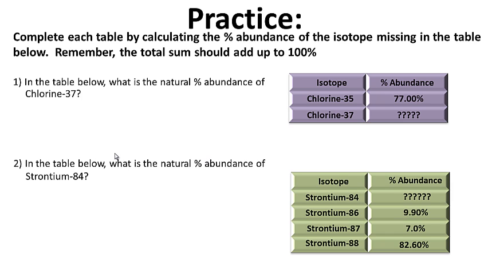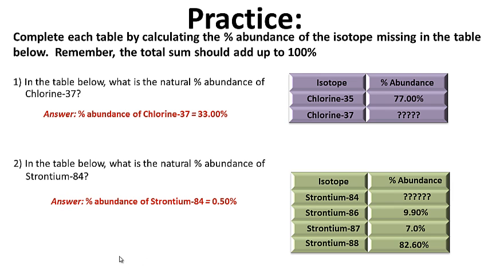All right, let's see how you did. Remember, they have to add up to 100, so 100 minus 77 gives us a percent abundance of 33% here. So the chlorine-37 isotope has a natural abundance of 33%. Add these all up and subtract them from 100, and that will give us the percent abundance of strontium-84, which is about 0.5%. All right, so hopefully you got these right.